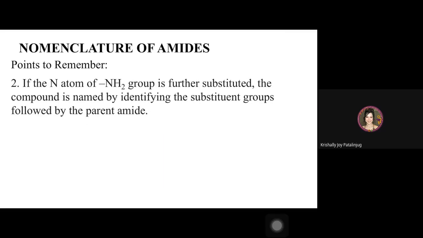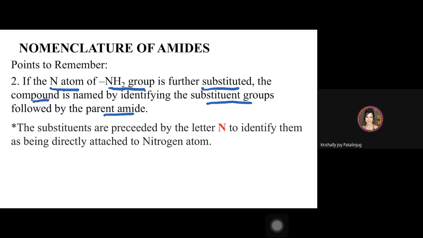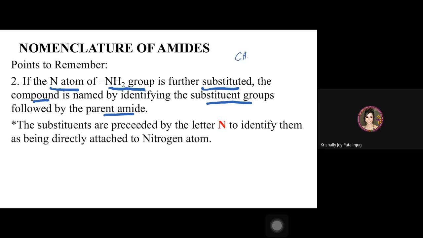Pag substituted na yung amino group, diba kaganina puros NH2, NH2, okay lang. Pero kung ang nitrogen atom of the amino group is further substituted, the compound now is named by identifying the substituent groups followed by the parent amide. So, unsaon man eh. So, how do we identify yung mga substituents nga naka-attach sa nitrogen atom? Let's say, for example, CH3, double bond O. Then, ang nitrogen, let's say, naay duha ka CH3. Instead nga duha ka hydrogen, R group ang naka-attach sa iyaha.